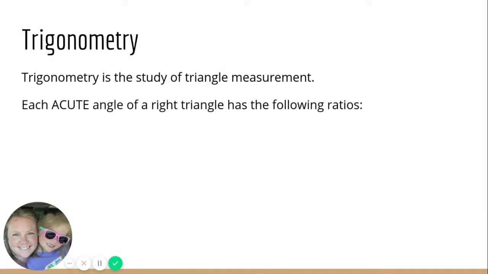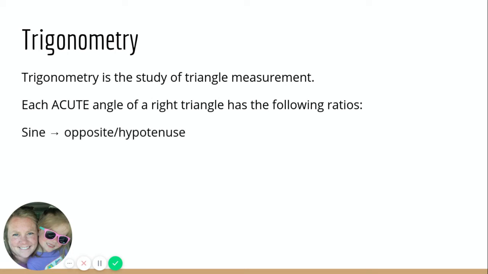So each acute angle of a right triangle has the following ratios. So obviously a right triangle has one right angle, but the other 2 angles are acute, and those 2 acute angles have special ratios.